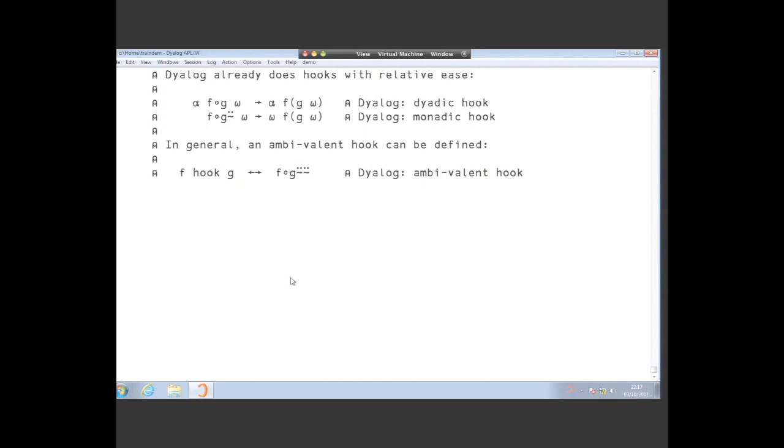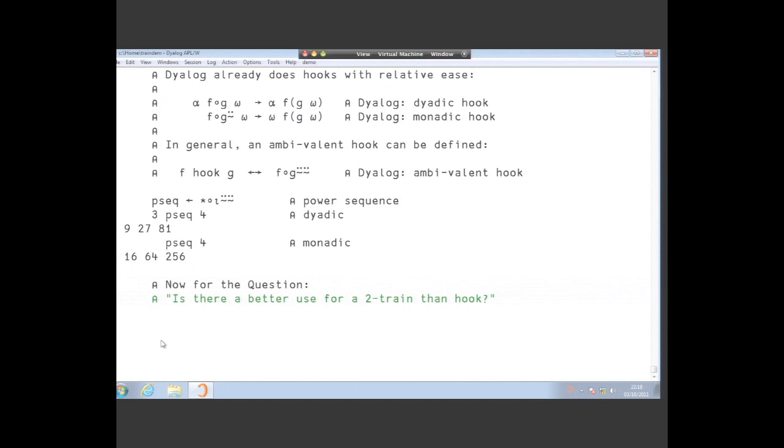So having done that, here's a power sequence hook, which is to the power iota. Used dyadically, it means 3 to the power iota 4, which is 3 to the power 1, 3 to the power 2, 3 to the power 3, 3 to the power 4. And used monadically, it's 4 to the power iota 4, which is 4 to the 1, 4 to the 2, 4 to the 3, 4 to the 4. So the point is, we could follow J and just use two trains as hooks, but we've already got a mechanism for doing that. So the question is, is there a better use for a two train than hook? This is one of the questions we need to consider.